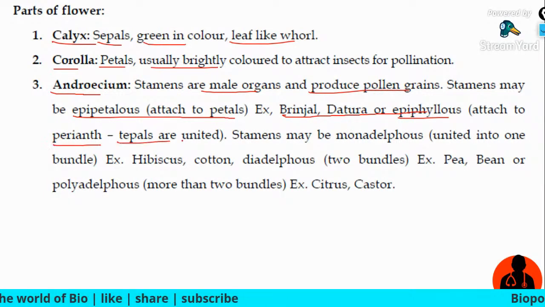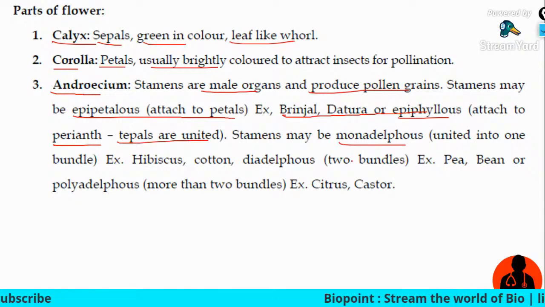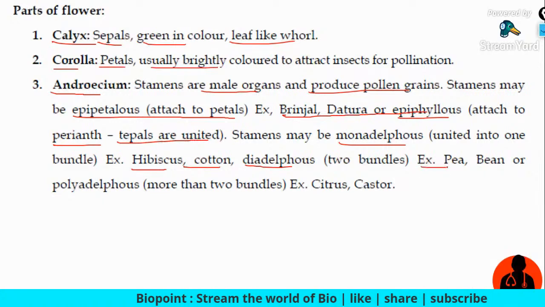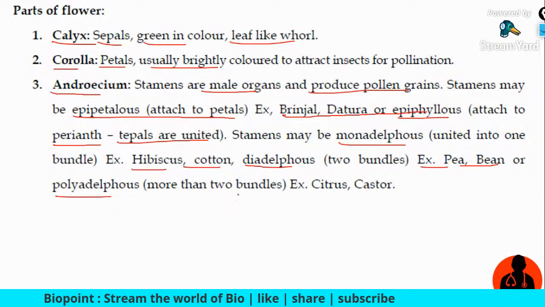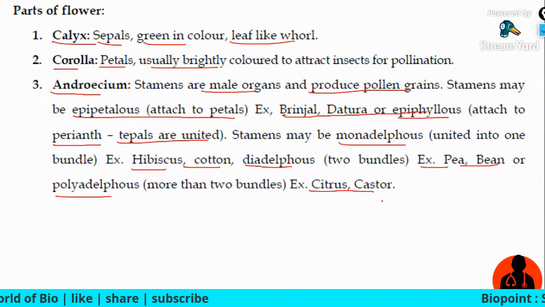For example, tepals are united. Stamens may be monoadelphous: hibiscus, cotton. Diadelphous: pea, bean. Polyadelphous: citrus and castor. Each and every example of this chapter is very, very important.